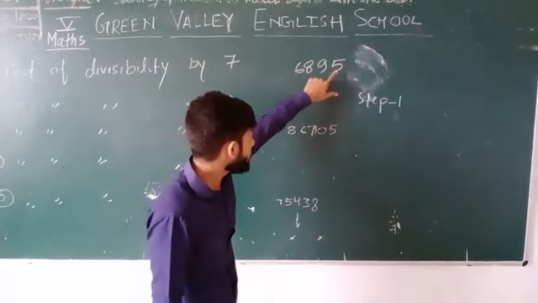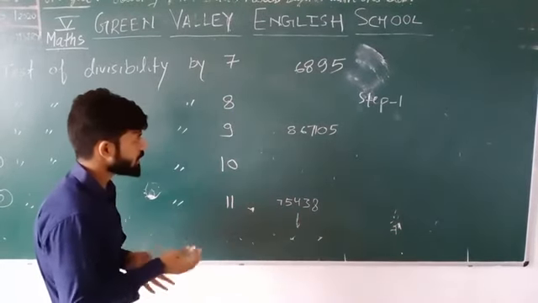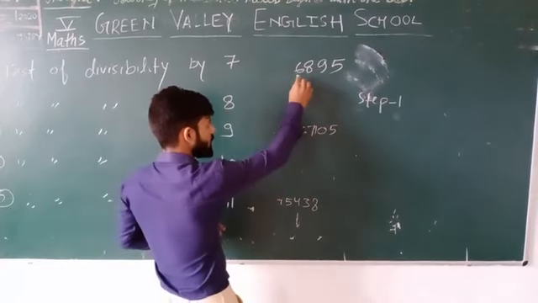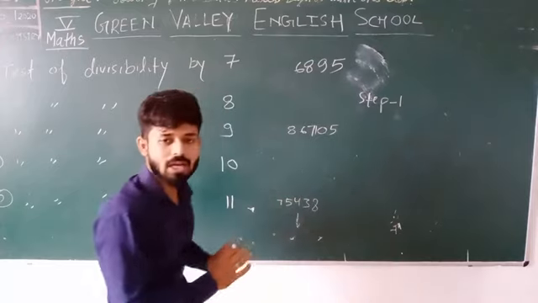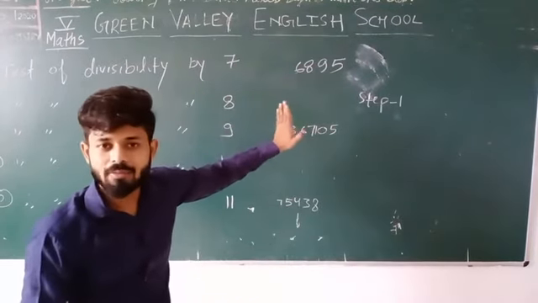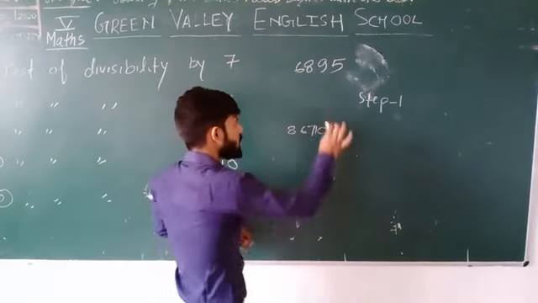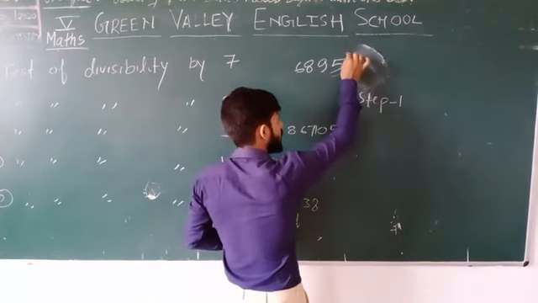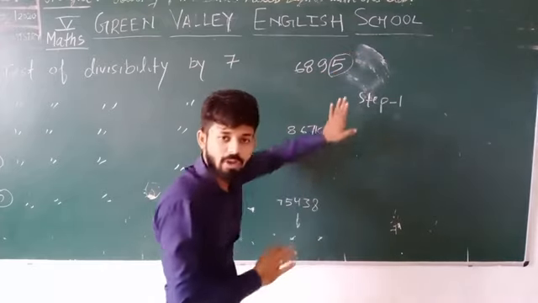Matlab, suppose, let us try to understand with the help of an example. This is the number 6895. If I ask you whether this number is divisible by 7 or not, what you have to do is firstly double the unit place number. What is the unit place number in this number? That is 5. 5 hai unit place pe.